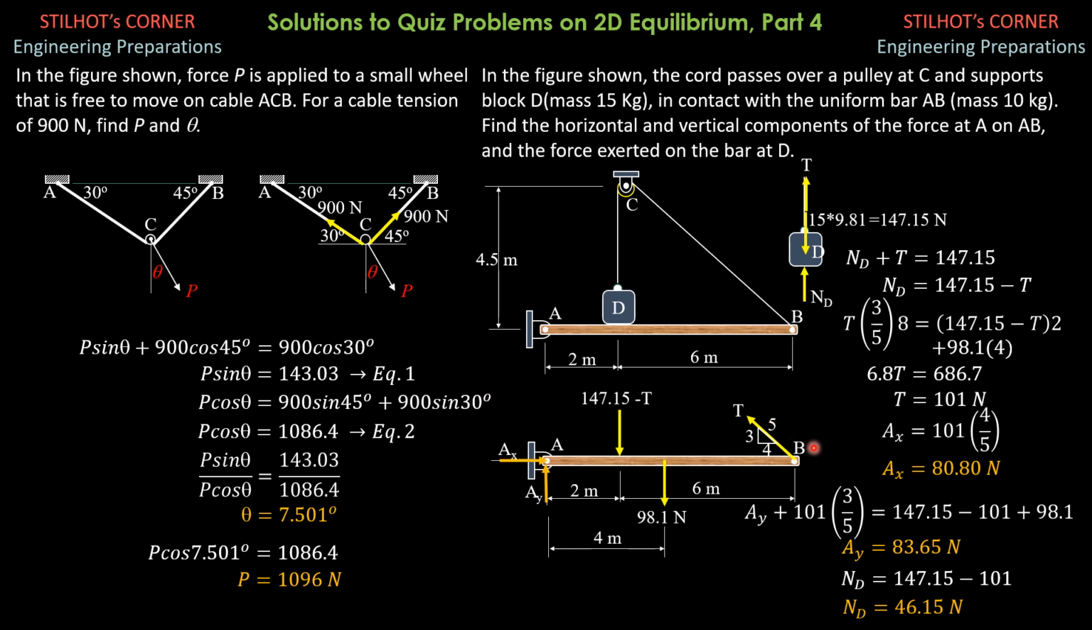Then we consider the free body diagram of the bar AB. This is now the free body diagram, complete, AX, AY. Then the normal contact reaction between D and the bar, 147.15 minus T. The weight of the horizontal bar is 10 kilograms times 9.81, so 98.1 newtons, and it is acting at the center. Half of 8 is 4 meters.